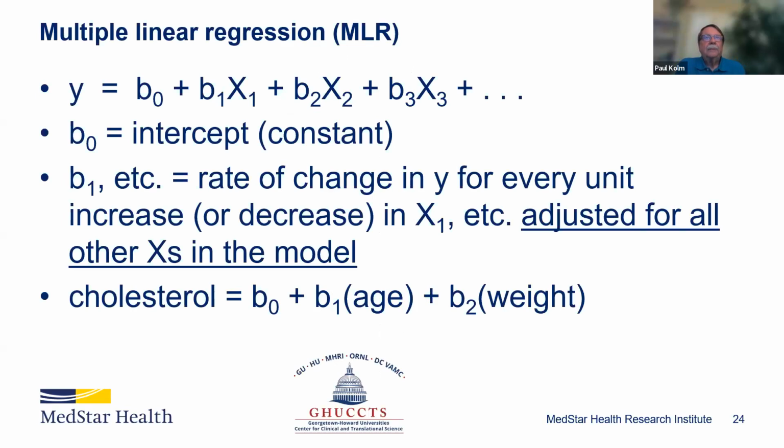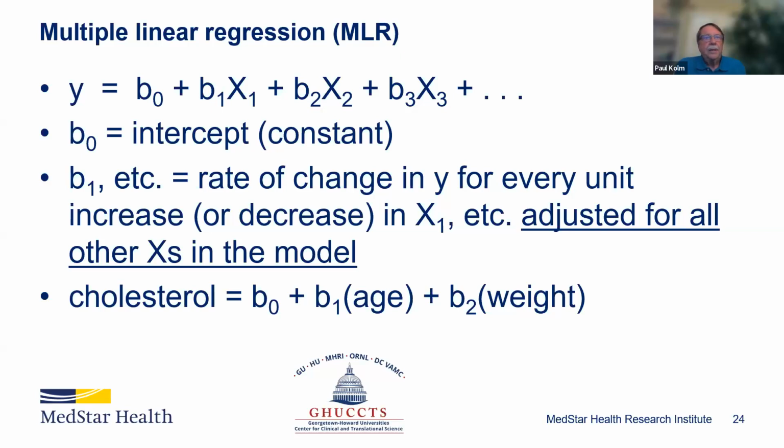Again, the beta or B sub 0 is the intercept. And now the regression coefficients, in this case B sub 1 and B sub 2, represent the rate of change in the outcome Y for every unit increase or decrease in the independent variables, adjusted for all other independent variables in the model.